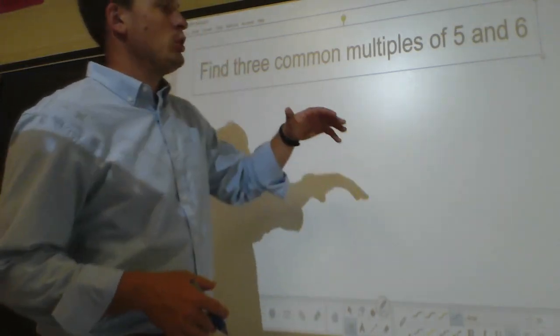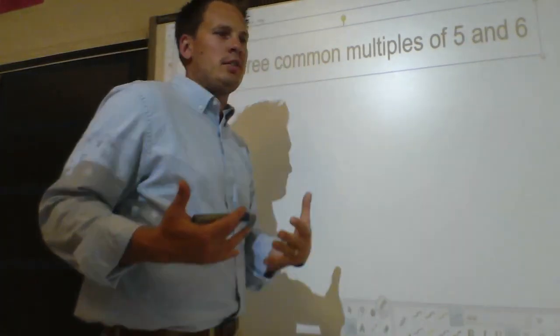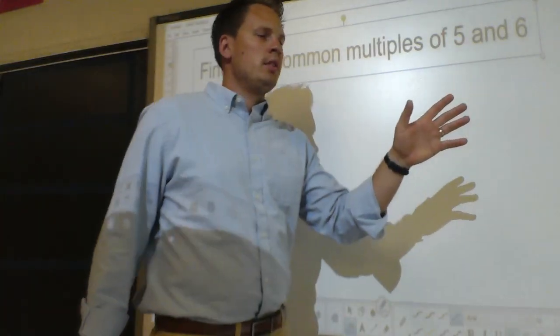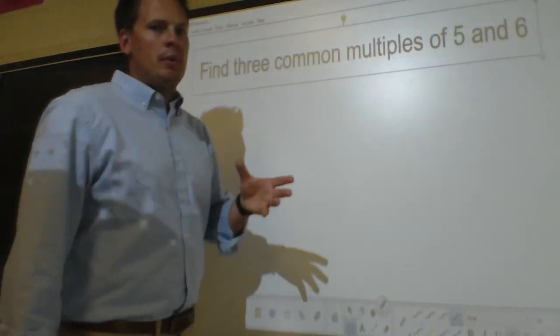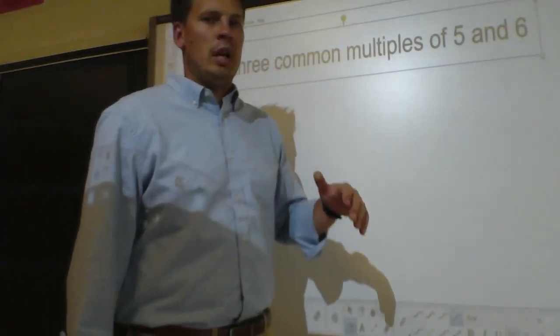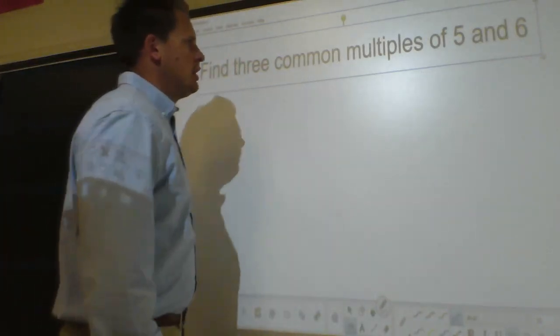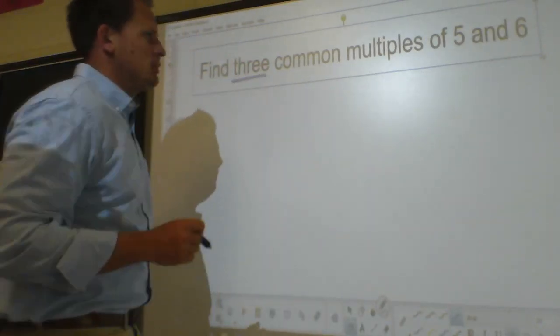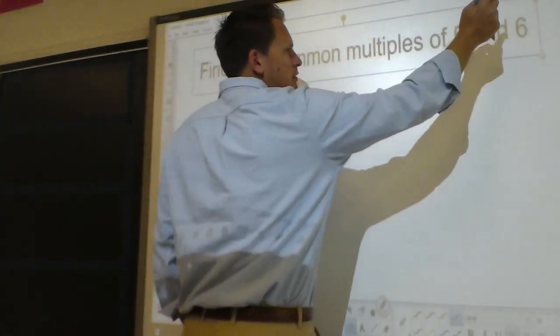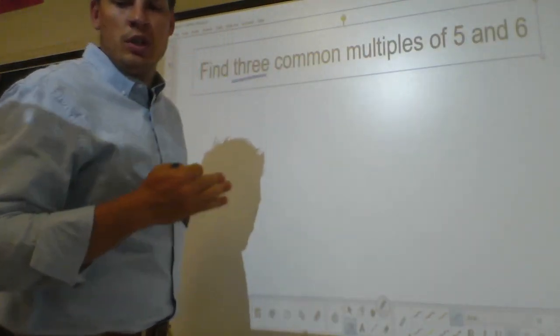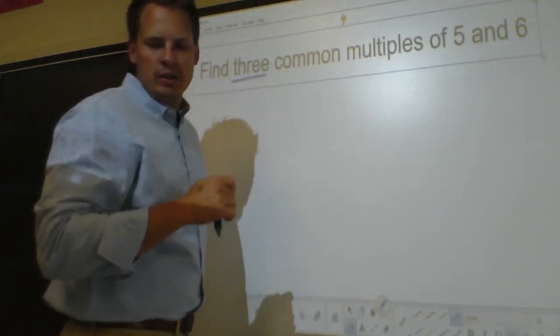Let's find common multiples. Previously, we found common factors. We listed all the factors, and then we found the ones that were in common. Here, we're going to list multiples, and we're going to find the ones that are in common. That says to find 3 common multiples. All right, so is that just 3 multiples of 5 and 3 multiples of 6? No, it's 3 common ones.